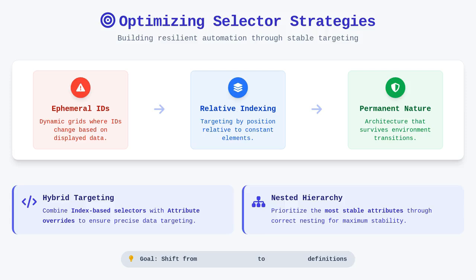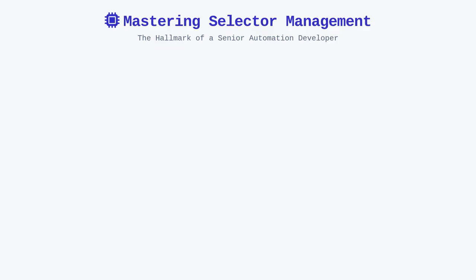The goal is to move entirely towards selector definitions that reflect the permanent nature of the task rather than the ephemeral nature of the interface. Effectively managing these selectors is the hallmark of a senior automation developer.